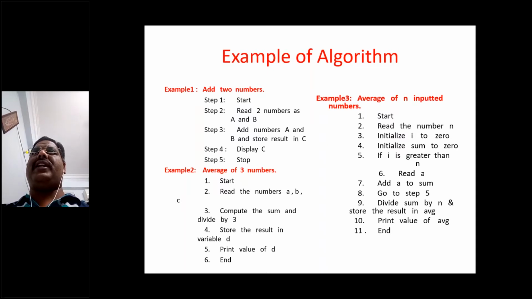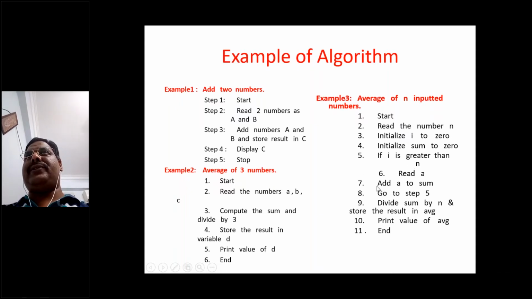So the average of n inputted numbers. Step one, start. Step two, read the number n. Step three, initialize i to 0, initialize sum to 0. So these are all the inputs that we are taking in. See, and from step 5 onwards, the definiteness starts. If i is greater than n, then step 6, read a. Then step 7, add a to sum. Then step 8, go to step 5 and come back once again until this repetition of the loop happens.